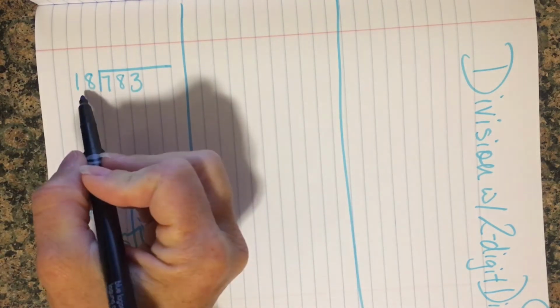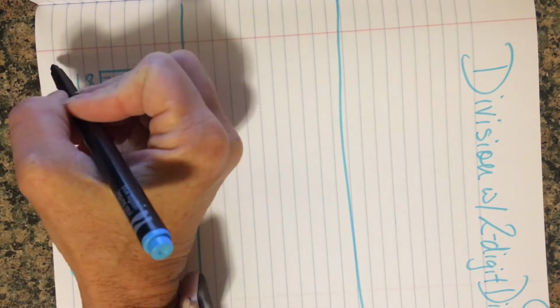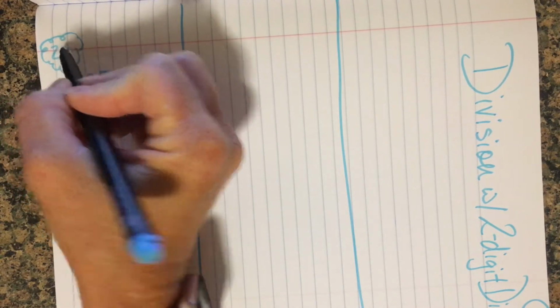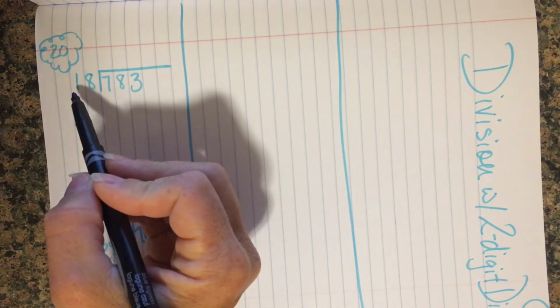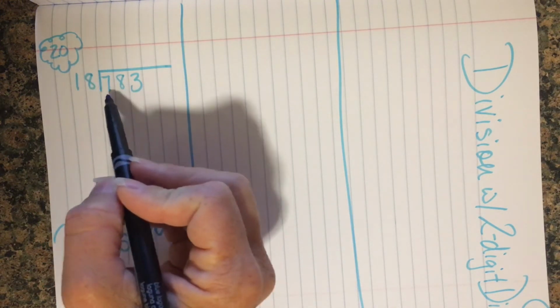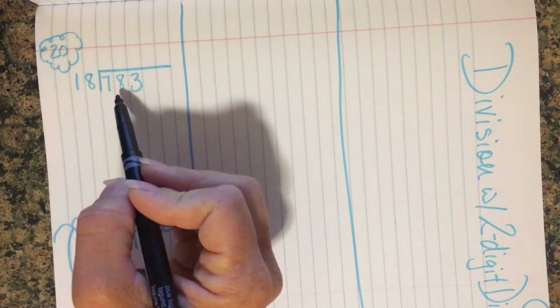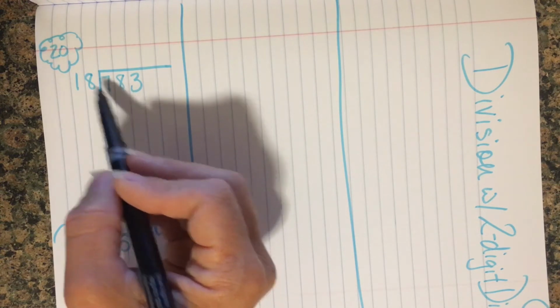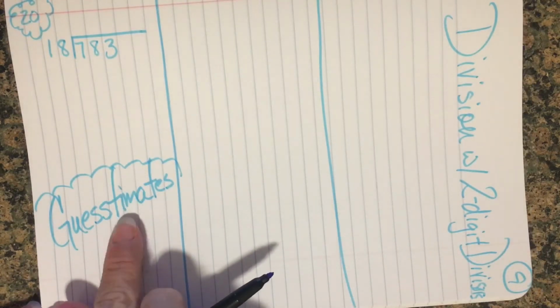We're going to look at this 18 and think about this 18 as a 20. We don't turn it into a 20. I have a lot of kids do that over the years. We're just going to think about it. It's pretty close to 20. So if it's close to 20, it's going to go into 78 how many times? Well, 78 is really close to 80. So I'm already thinking in my head, 4 times 20 is 80. That might work. That's why we need our guesstimates.